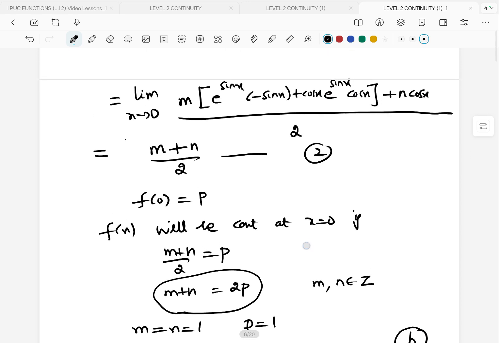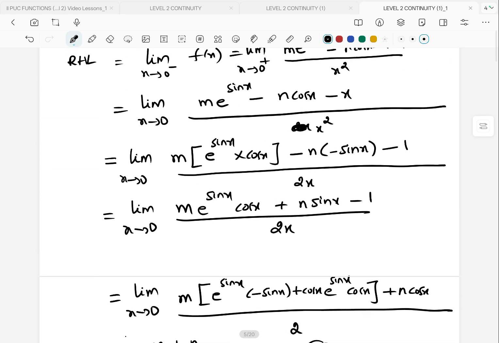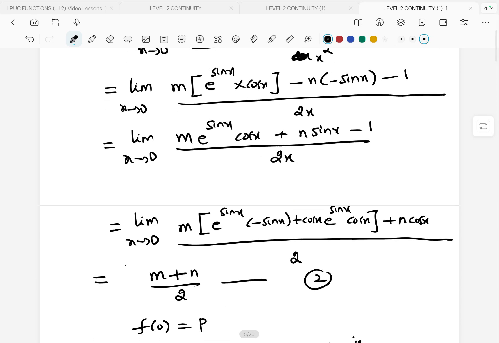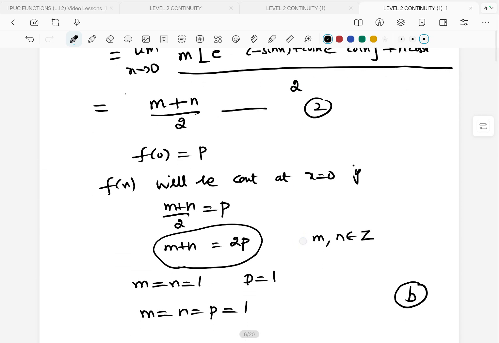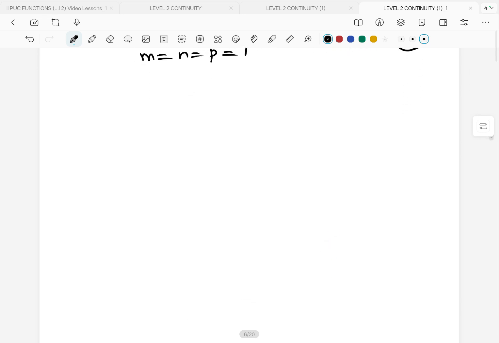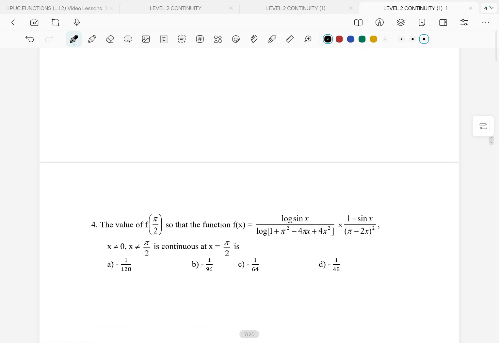Hope it's clear, children. We have found out left hand limit separately, right hand limit separately, because the question has mod function. Okay. So the correct option is B. Hope it's clear to all of you. Let's go to the next question.